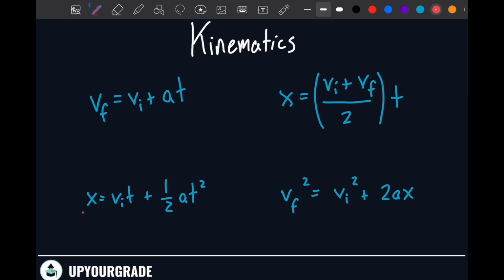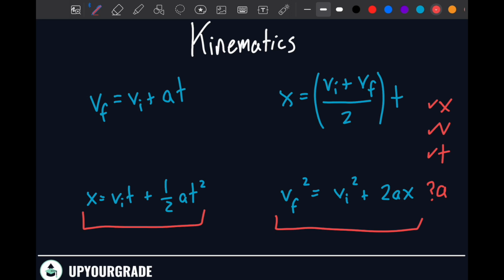So when choosing between these 2 equations and deciding which one to use, you should first list out knowns as well as the unknown. So let's assume that we have the displacement, x, we have the initial velocity, and we have the time. So these are all knowns. And we're trying to solve for the acceleration a. This is an unknown. Now let's look at the 2 equations and compare them and see which one we'll be able to use to solve the question.